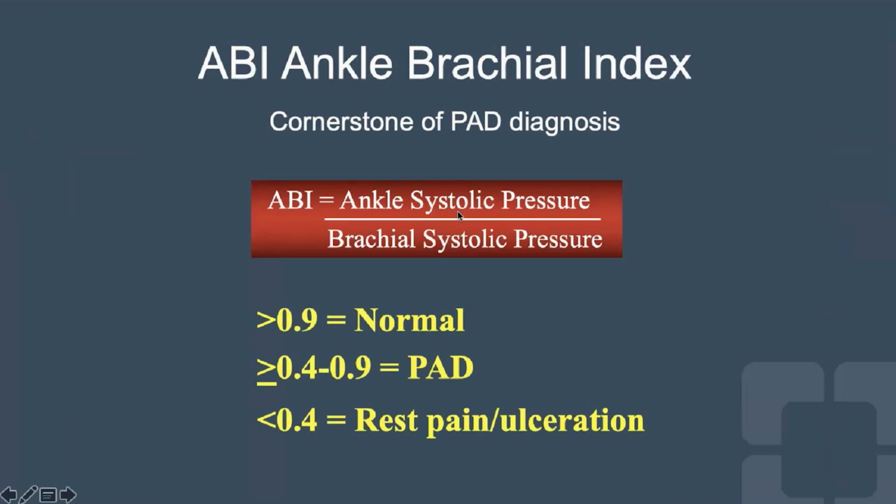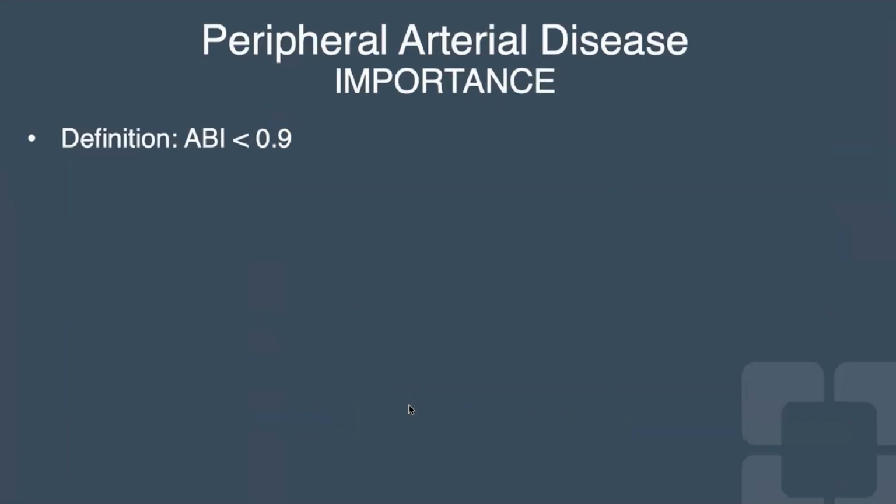We'll go into more detail as we go through the diagnostic modalities about which of these pressures we take. But typically, a ratio greater than 0.9 is normal. Most people are above 1, between 1 and 1.4. 0.4 to 0.9, and there are slight differences in these numbers, is usually peripheral arterial disease. And less than 0.4 is typically patients who have rest pain or ulceration.